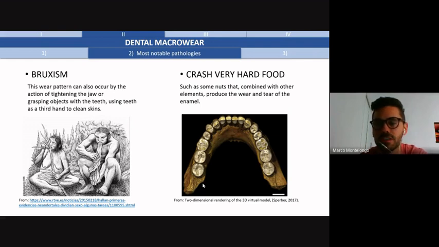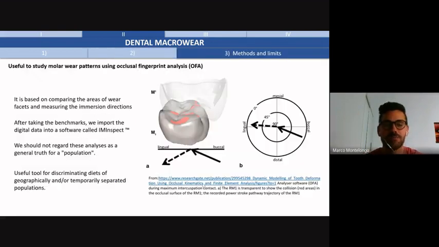On the other hand, abrasion can be produced by dust present in the environment or elements accidentally introduced into the mouth, or by the friction of exogenous materials. Next slide, please. So, to analyze dental wear, it is particularly useful to study molar wear patterns using occlusal fingerprint analysis, that's the letters OFA, derived from 3D optical topometry, in resin models.